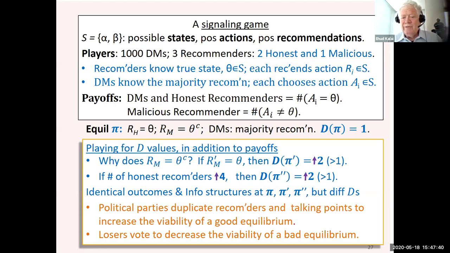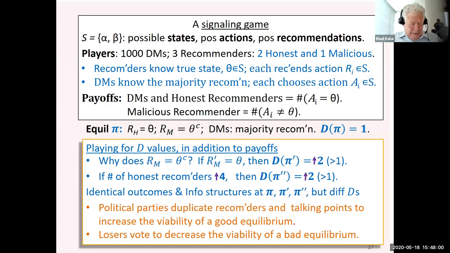Why do loser voters vote? That's the question, why do people vote to start with? But people who know that their party is going to lose, why do they vote like this malicious recommender? Well, they decrease the viability of a bad equilibrium if they vote against the outcome that is going to be sustained.